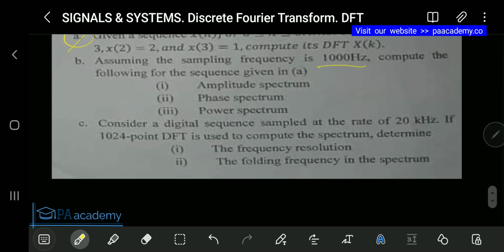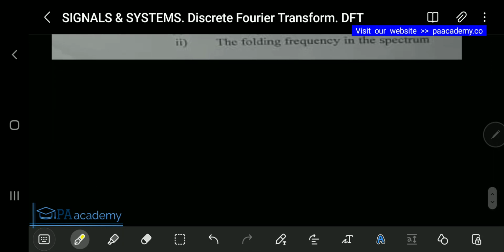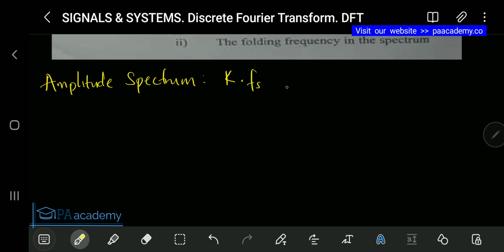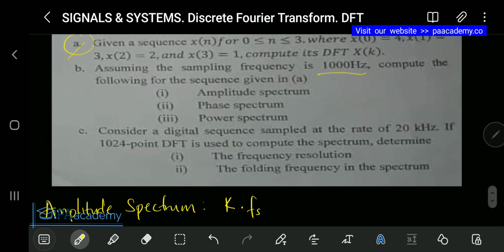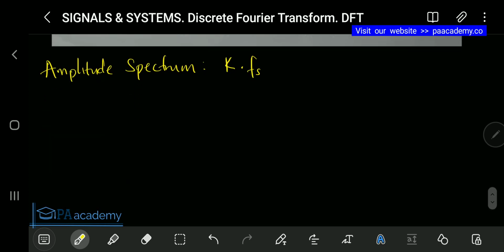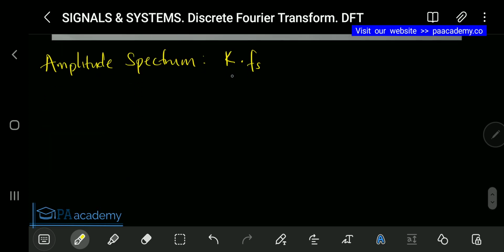Let me start with the first one, amplitude spectrum. For amplitude spectrum, the formula is giving us K multiplied by Fs, where Fs is the sampling frequency, over N. This is the capital N that we used when solving the first one, the A part.